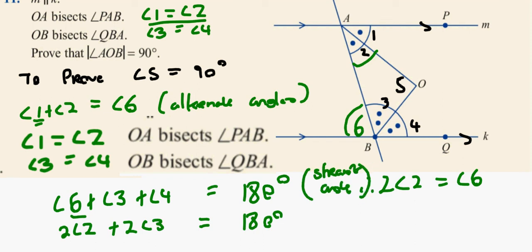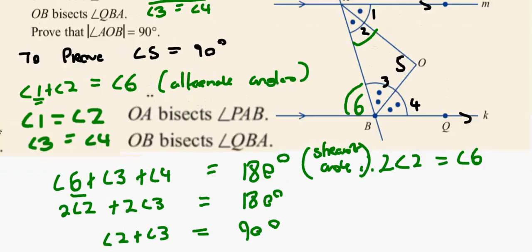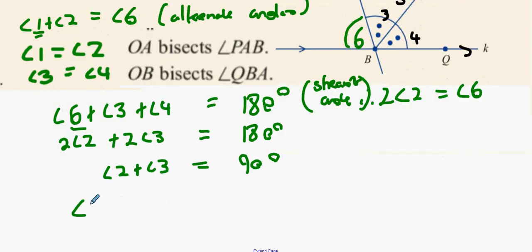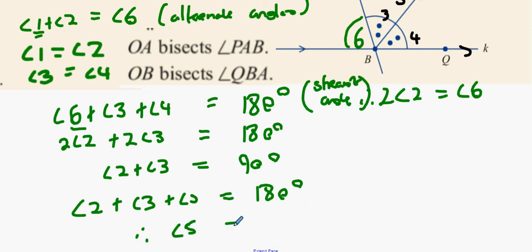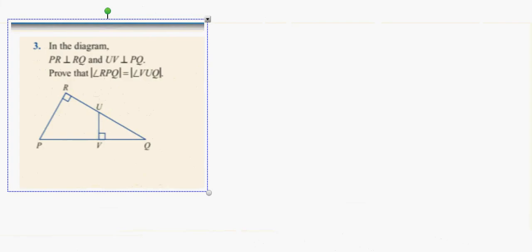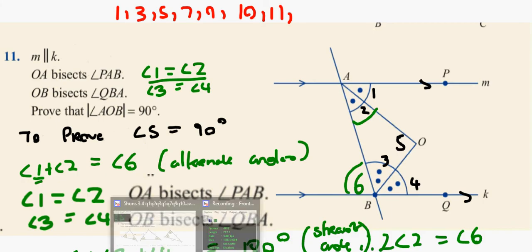Okay. And then what we're going to say next is that angle 2 plus angle 3 equals 90 degrees. But when you look at the inner triangle, angle 2, angle 3 and angle 5 has to equal 180. So therefore angle 5 equals 90 degrees, which is what I was asked to do. Okay, so that's question 11 done. I think I'm moving on to 13 now. I'll just pause it here for a minute actually.